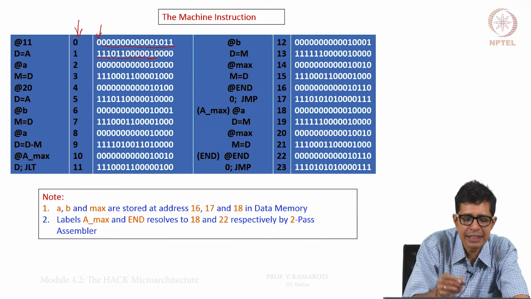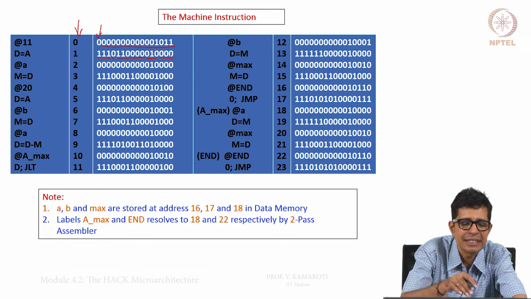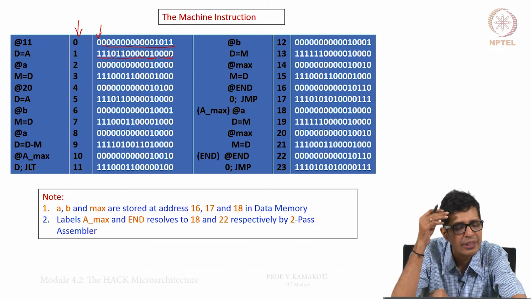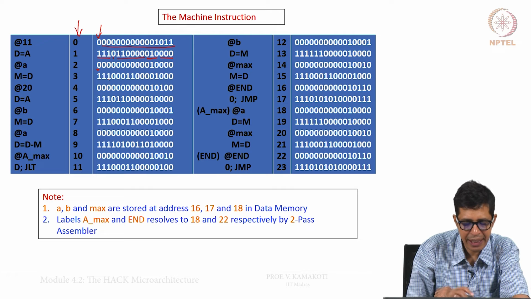010 is the destination bit, and 010 essentially says that your destination is D, if you go and look back. And this is not a jump instruction, that is the last 3 zeros. So, the D equal to A essentially gets translated to this.